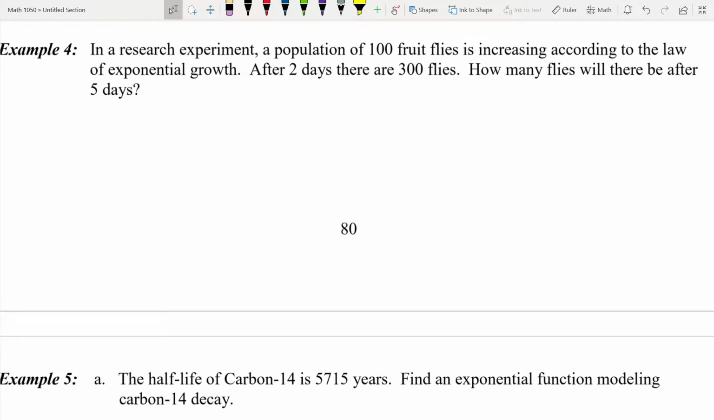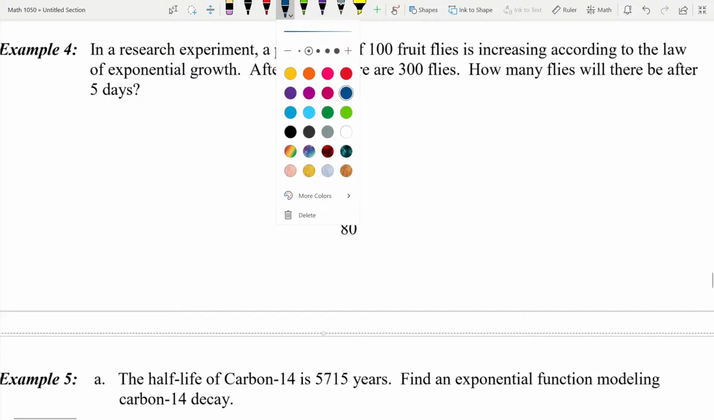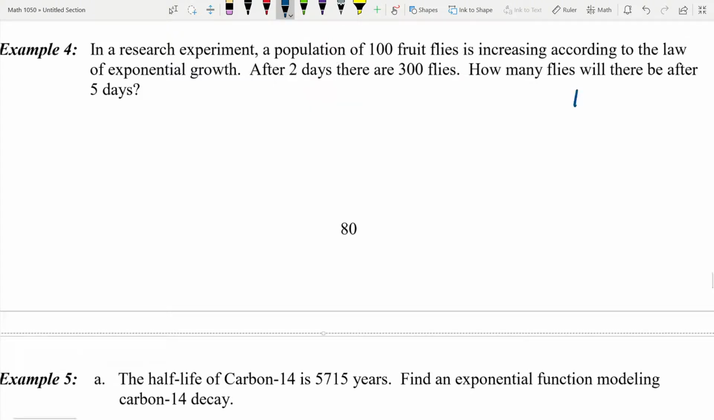Okay, question 4. No equation. In a research experiment, a population of 100 fruit flies is increasing according to the law of exponential growth. After 2 days, there are 300 flies. How many flies will there be after 5 days? Okay, stick with me. Step number 1, find your K. Step number 2, find your model. Step number 3, answer the question.